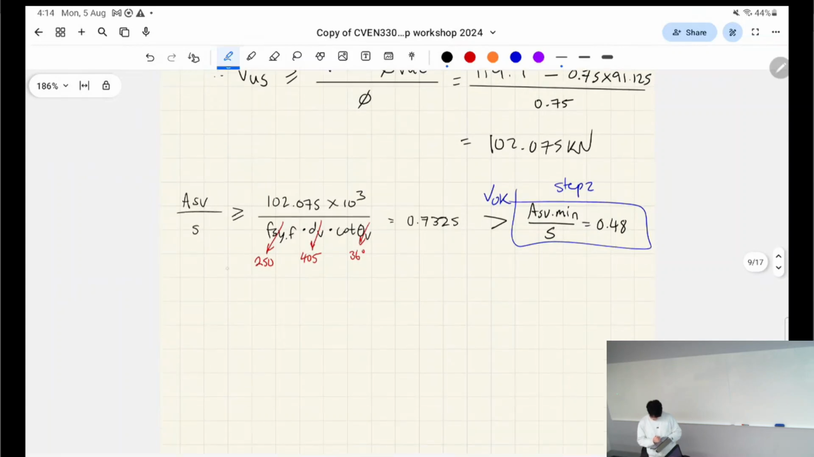Okay, great. So the thing is, we don't know what the area of the stirrups are, and we don't know what the spacing is. We just know what the ratio has to be. So what we have to do is have a stab at what the spacing is, and then back calculate it later. So what we do is we start with a guess.